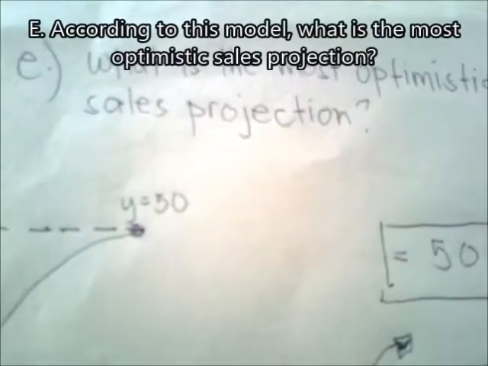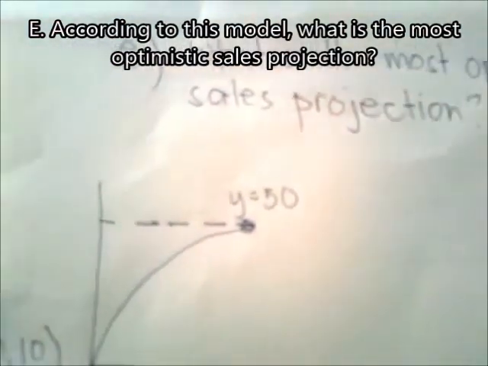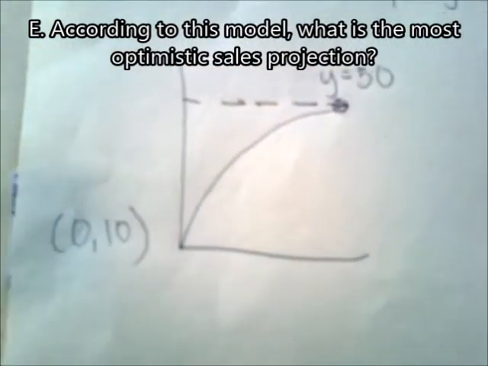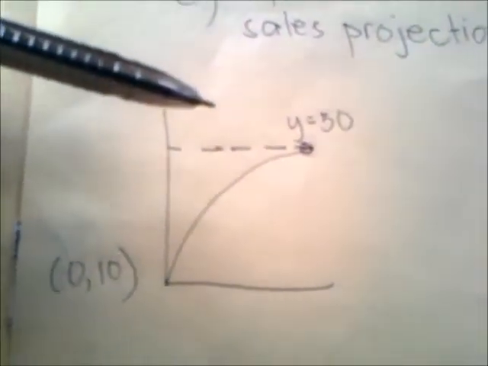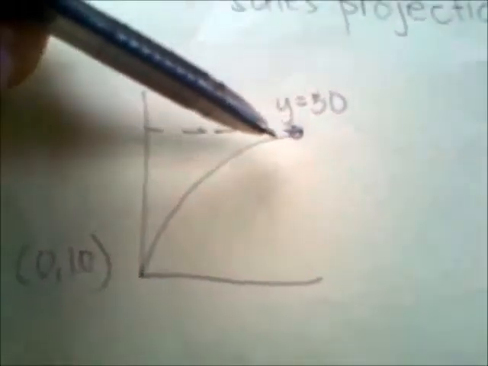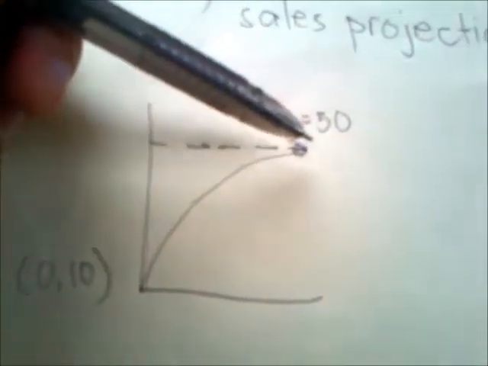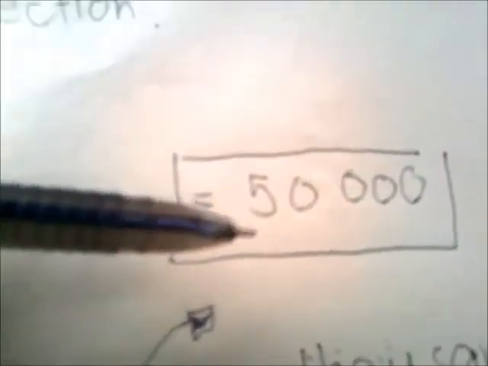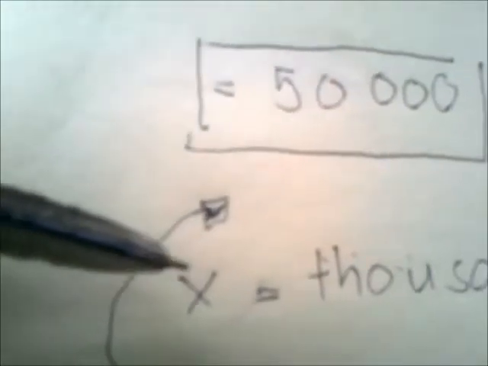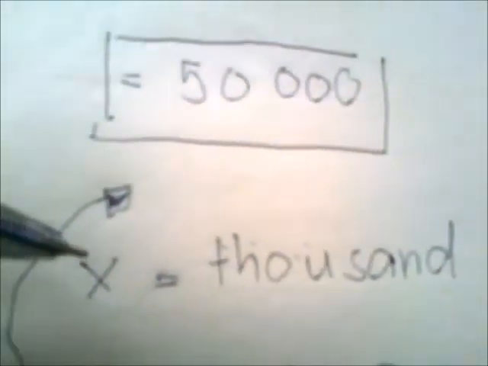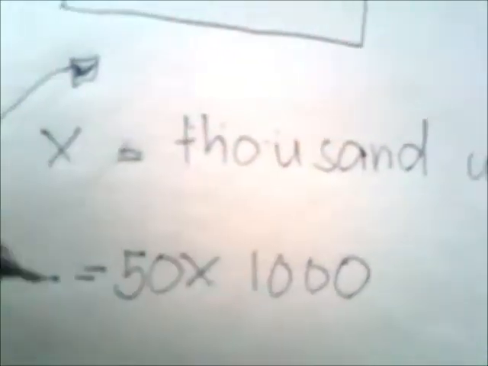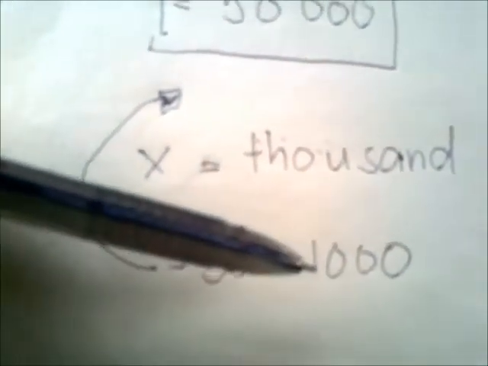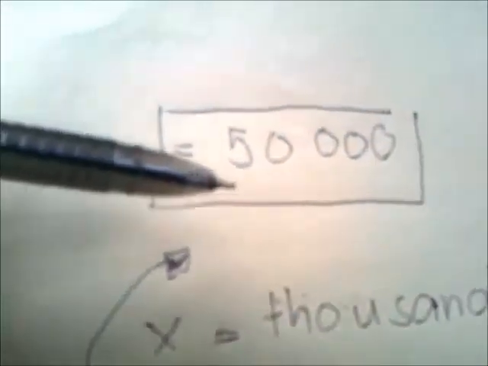Letter E. What is the most optimistic sales projection? According to this sales curve, like what we did in letter A, it shows that 50 is the most optimistic sales projection. The graph only ends here. So the answer will be 50,000. How did it become 50,000? Because in the problem, x is equal to 1,000 units. So 50 will be multiplied by 1,000 and then it will be 50,000.